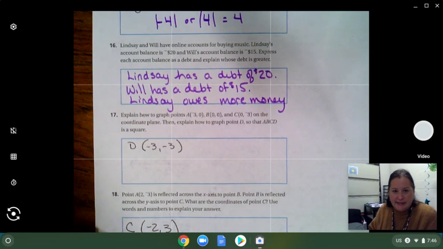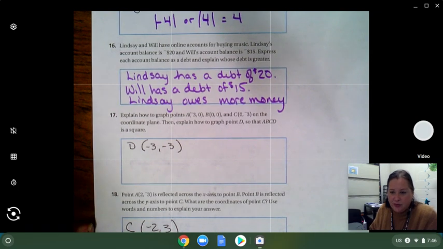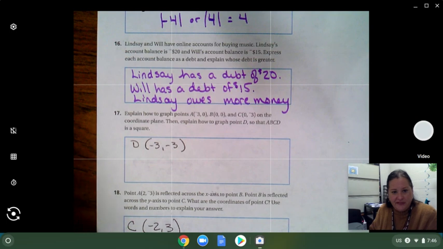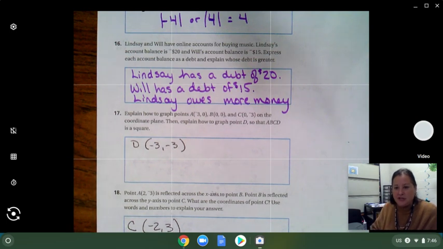Okay, so describing these debts. Lindsay has a debt of $20. Will has a debt of $15. Lindsay owes more money. She is more in debt. If she has a debt of $20, that's a -20.